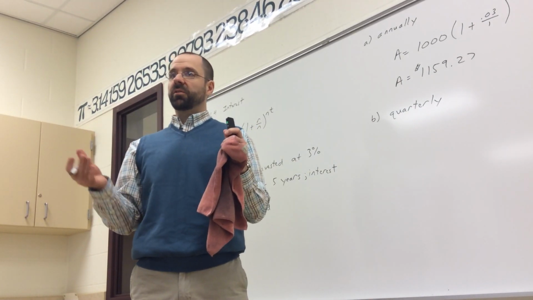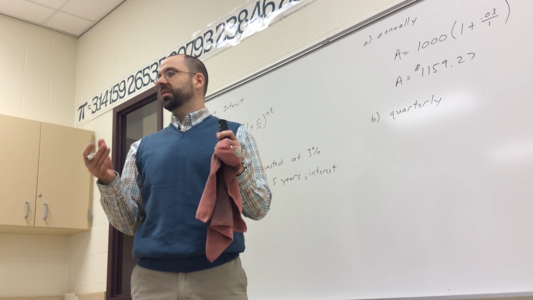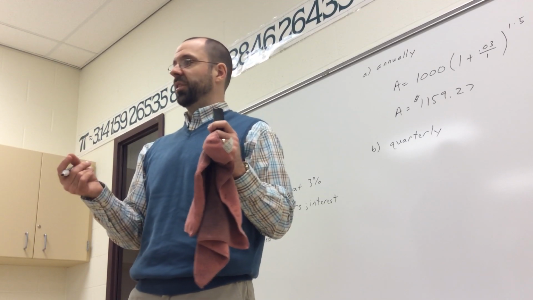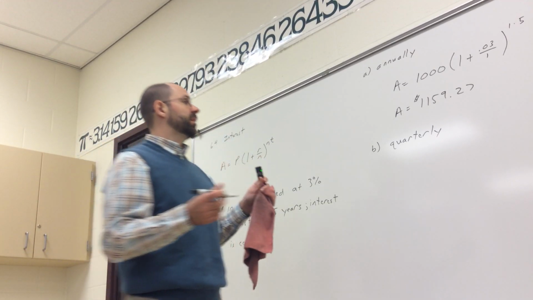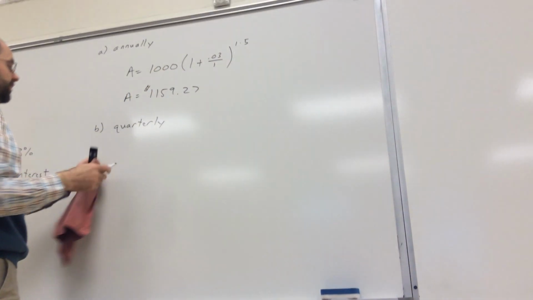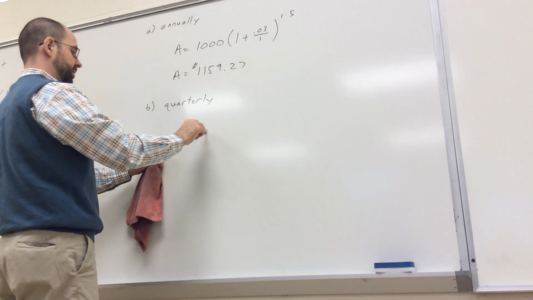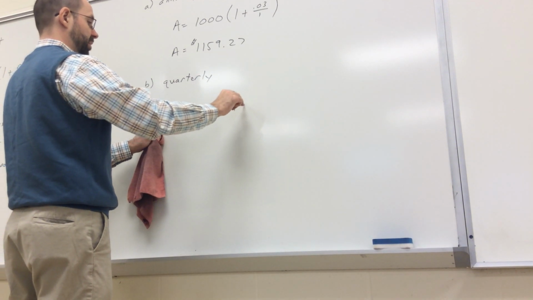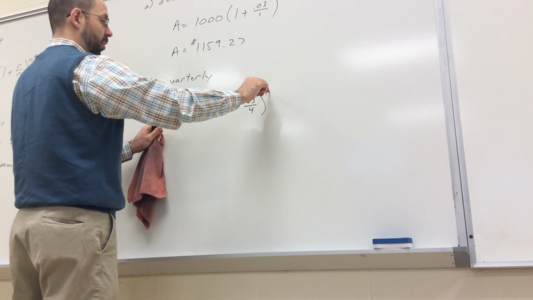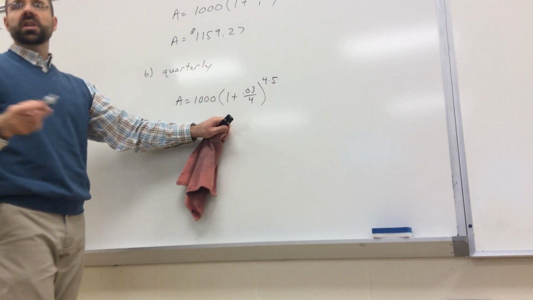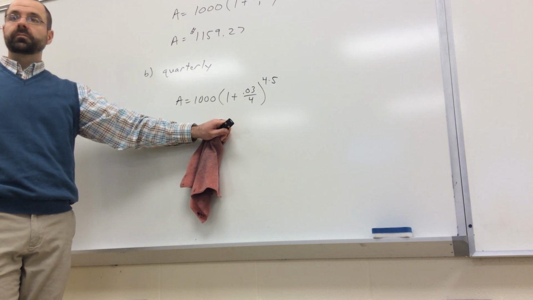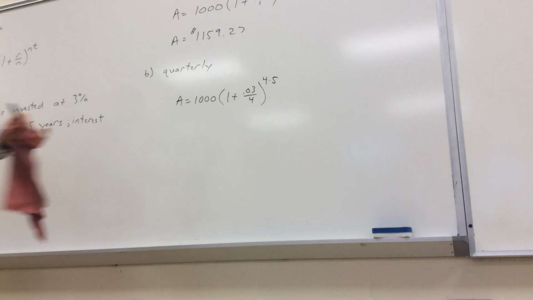So quarterly means every 3 months, but then N is how many times they give you per year. So if it's quarterly, that's going to be 4 times a year. So the only thing that's going to change is this N here is going to be 4 instead of 1. So it's still going to be 1,000 times 1 plus 0.03 divided by 4 to the 4 times 5 power. So same formula, just the N is 4 now. So we type that in.